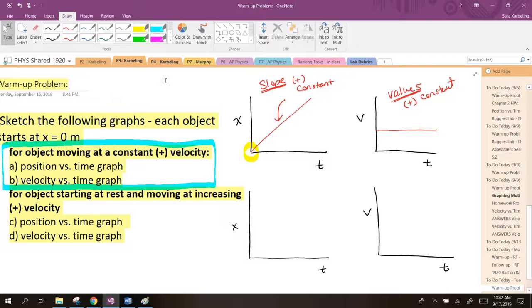Needs to be at 0. So we got that far. I'm going to start here. And then what is it going to do? It increases. Now, when I was walking around looking at your boards, I saw kind of two different things. One of the things that I saw looked like this.